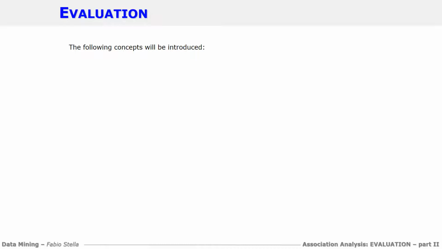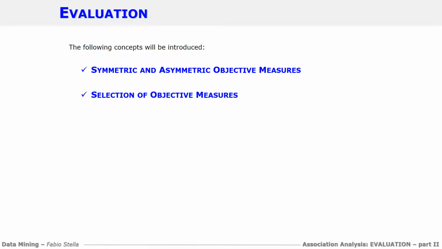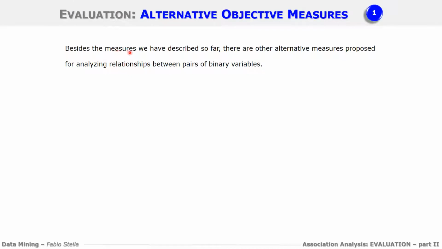In this lecture, the following concepts will be introduced: symmetric and asymmetric objective measures and selection of objective measures. Besides the measures we have described so far, there are other alternative measures proposed for analyzing relationships between pairs of binary variables. These measures can be divided into two categories: the category of symmetric measures and the category of asymmetric measures.